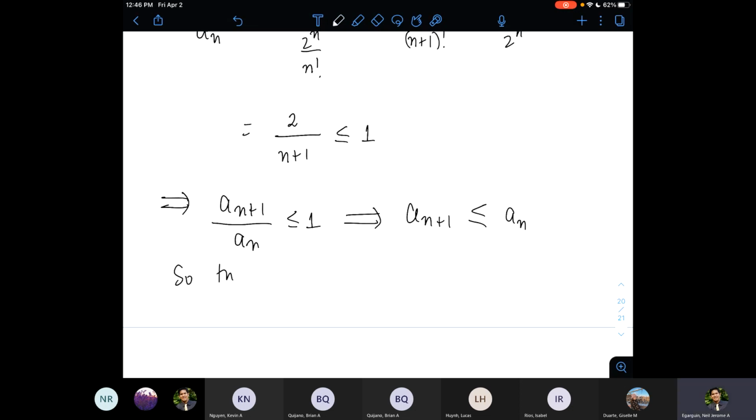So the sequence is decreasing because a sub n plus 1 is smaller than or equal to a sub n. Okay, yeah, it's right. It should be decreasing.